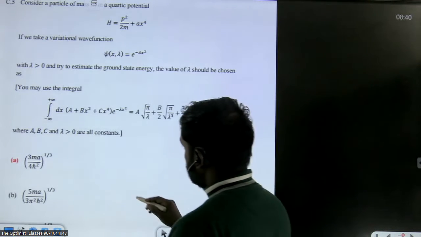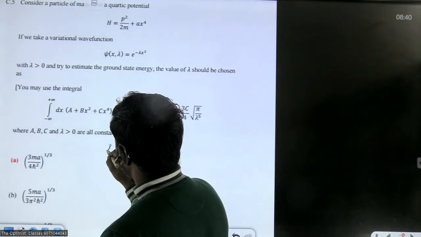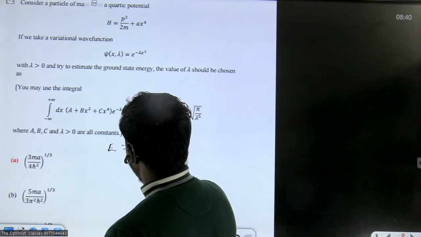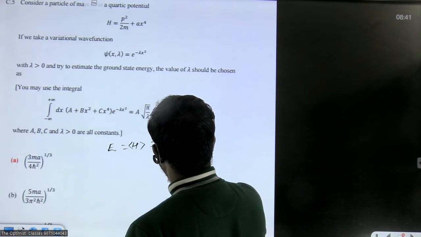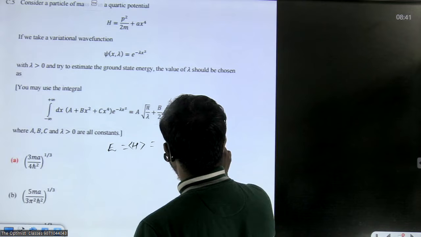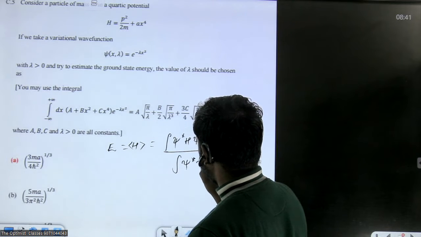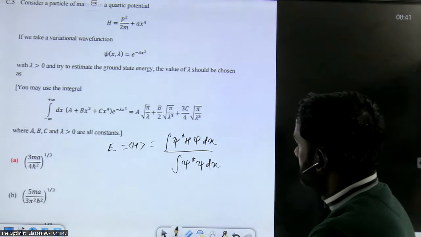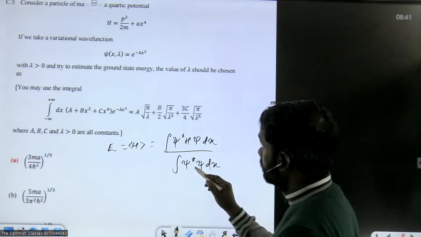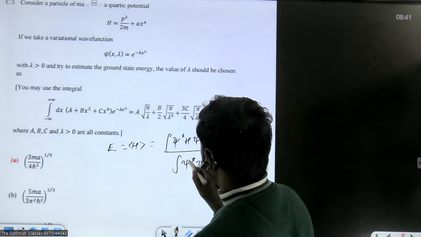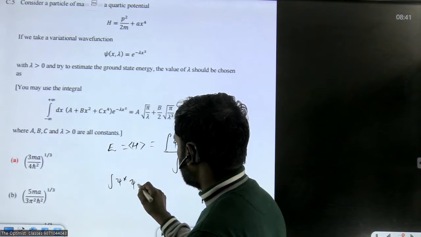Okay, so we know that in the variational principle we first calculate the expectation value of the Hamiltonian, which gives us the energy. We'll calculate it as the integral of psi star, H psi dx, divided by, since this wave function is not normalized, we have to divide by this term. Okay, this we have to calculate. So let us evaluate all the terms one by one. This denominator we are calculating here. So we have psi star, psi, dx.